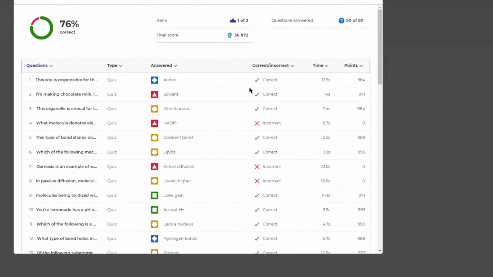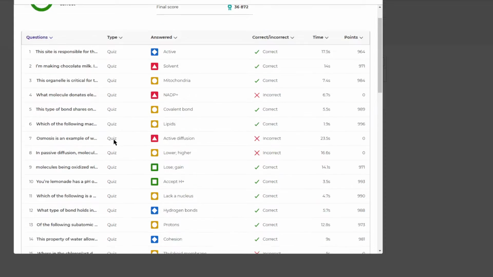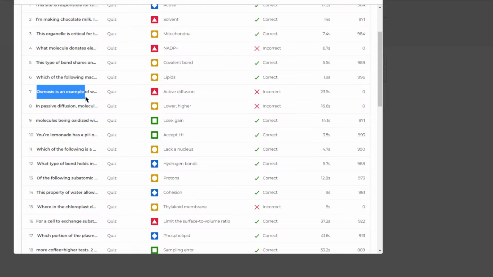If you understand me. So you got the first 3 right. The 4th one is what molecule donates electrons. I think we went over that. We did go over that in the first video. Noah, make sure to watch that. The next one you did is osmosis, an example of. We did not go over this. So our first one is number 7.